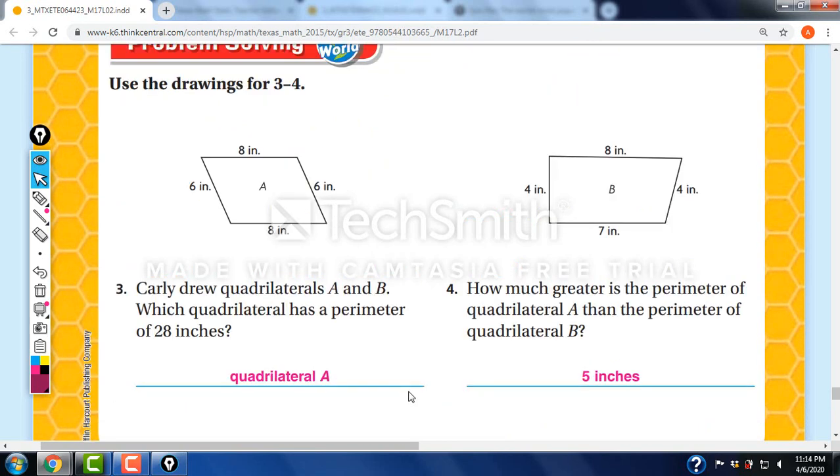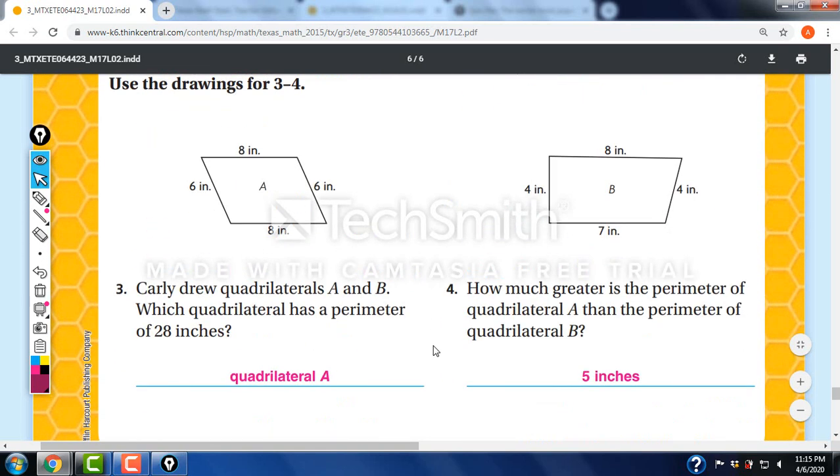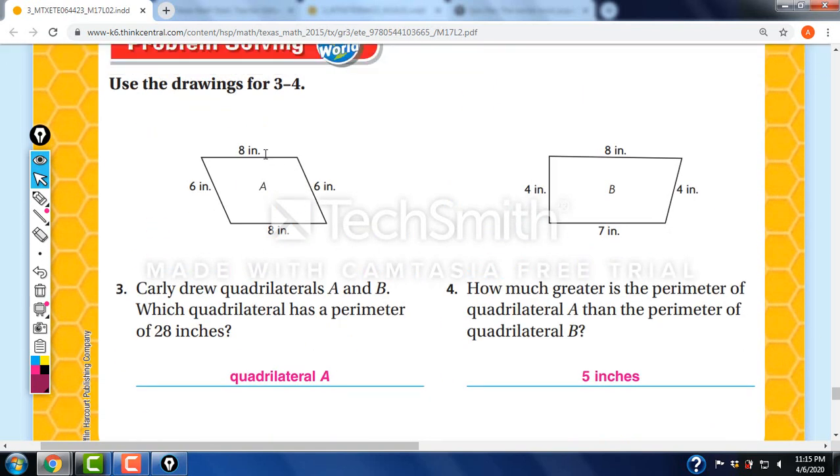Okay. And if you had different measurements here, if they're lower here, okay, make sure you didn't use the inches section on your ruler. Okay, again, we're finding perimeter.